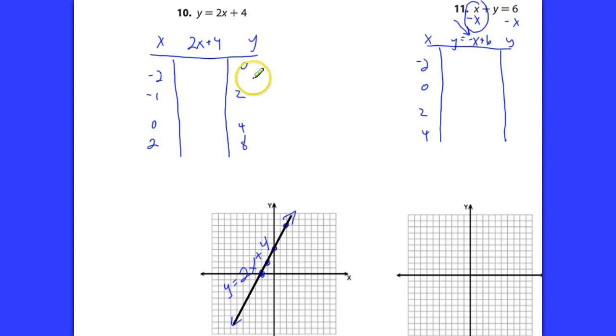Okay, here you have it. First thing you need to check, does that column match the values I have? That's -2, 0, -1, 2, 0, 4, 2, 8. If so, if you plotted them, you should have gotten this line that looks this way. And again, don't forget to write the equation on the line right there. So that's another linear equation for you. And then one more here, number 11.